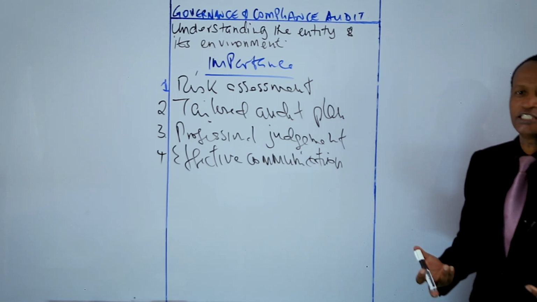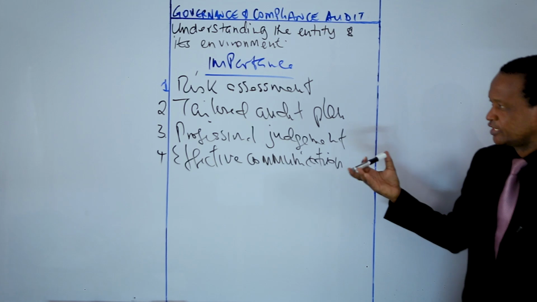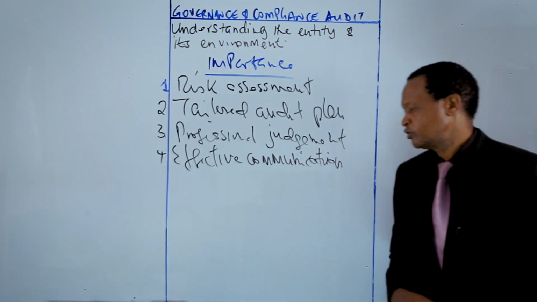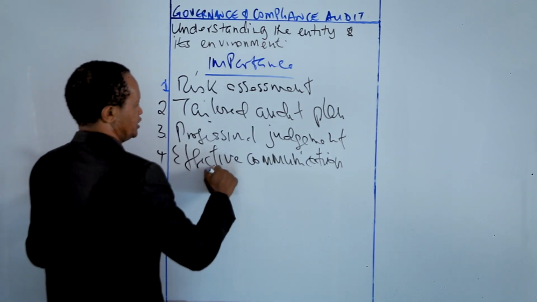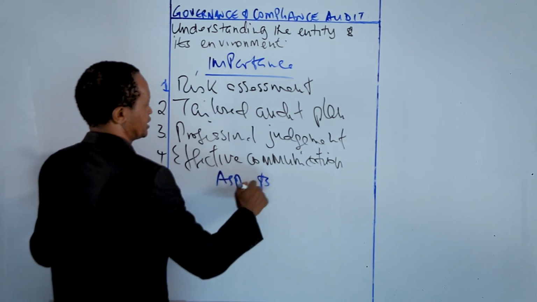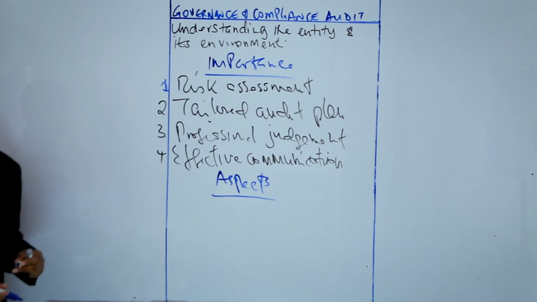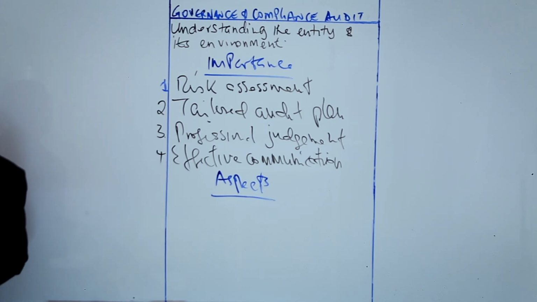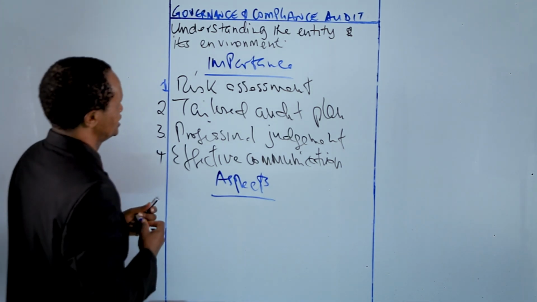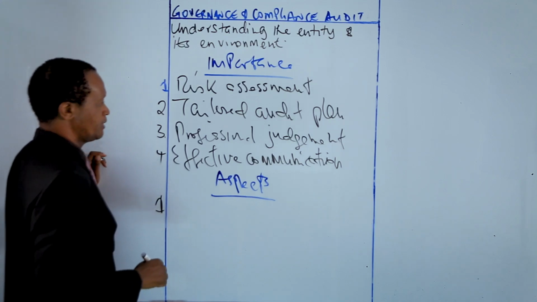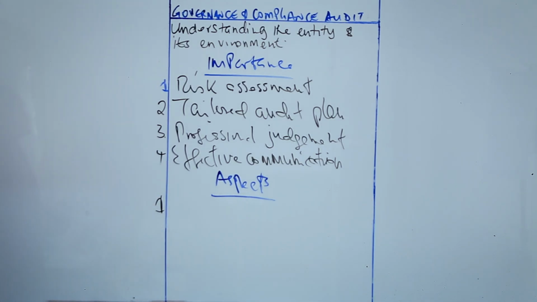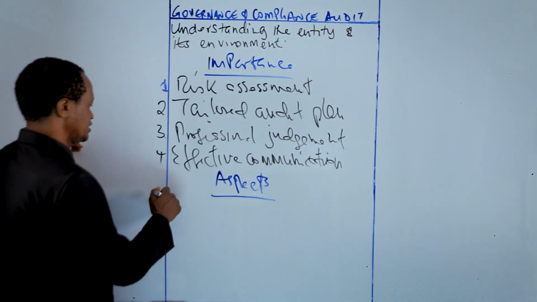Now we have discussed the reasons why it's important. We outlined 4 reasons. Now let's move to analyze some of the key aspects of this understanding. One aspect is the entity's operations and business model. To understand the entity and its environment, the auditor can do so by looking at the operations and the business model of the entity.